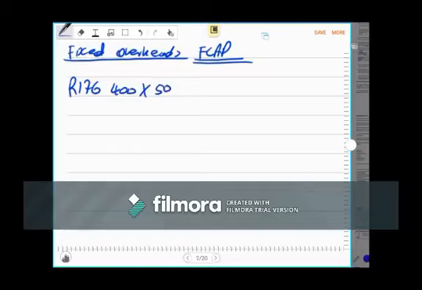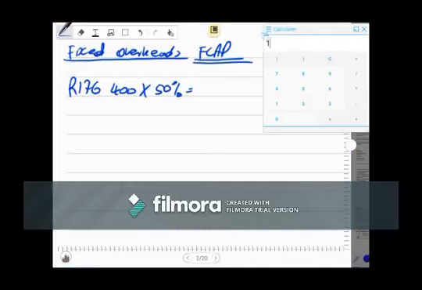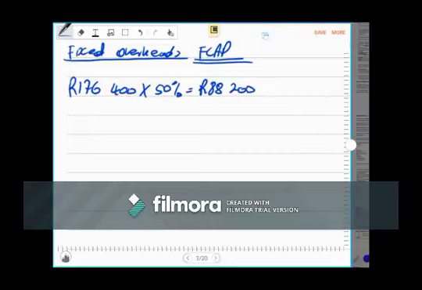176,400 times this by 50%. Another 50% is eliminated, another one is not eliminated. 176,400 divided by 2, it gives me a total of 88,200.